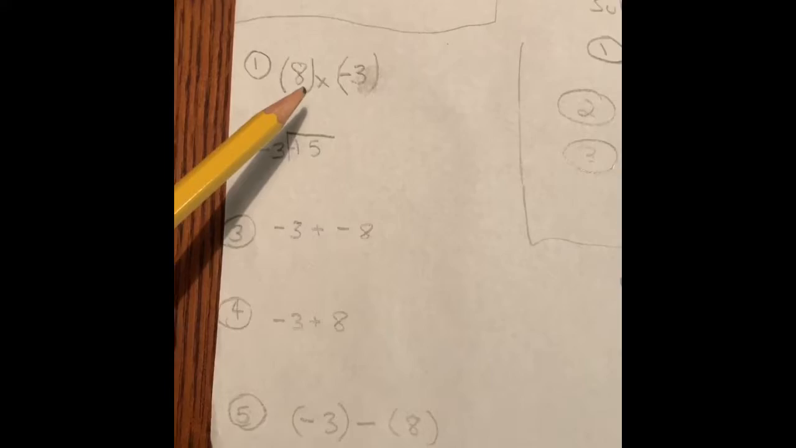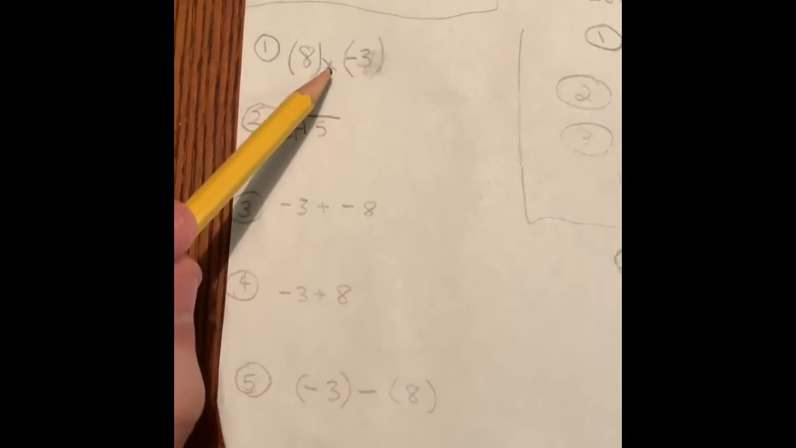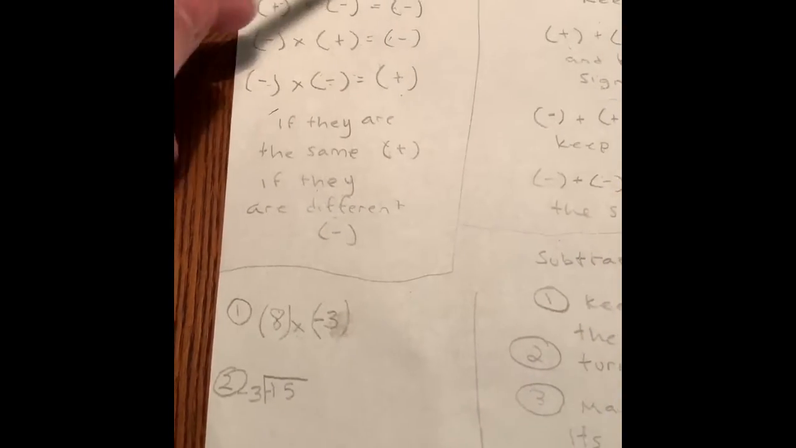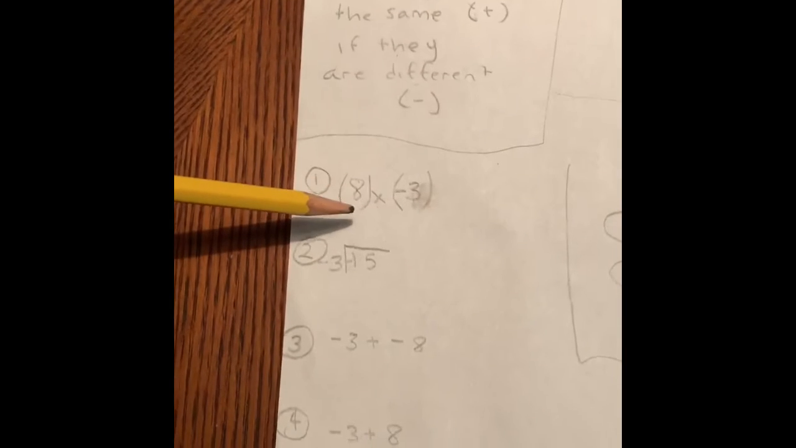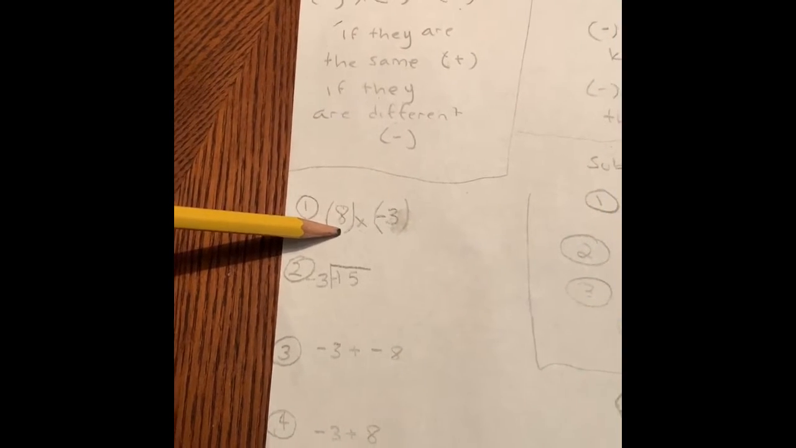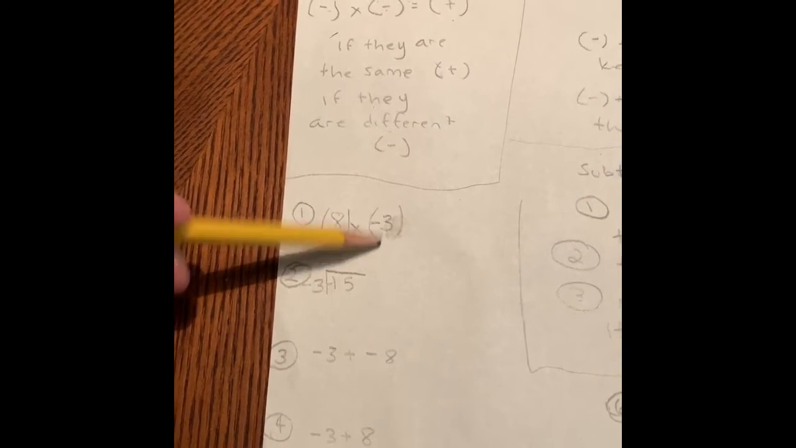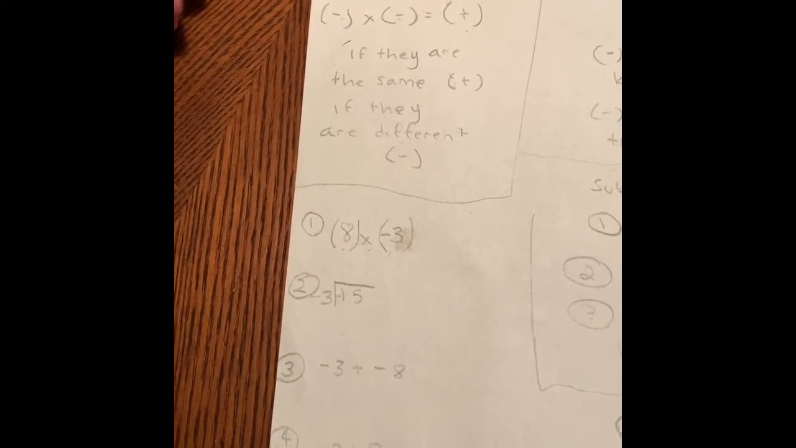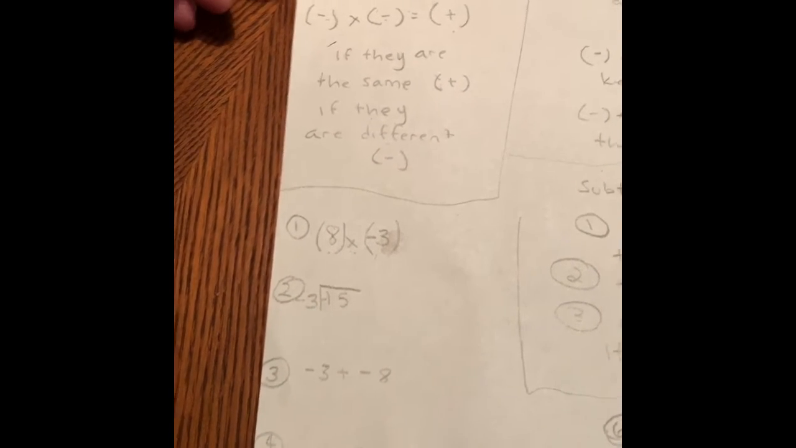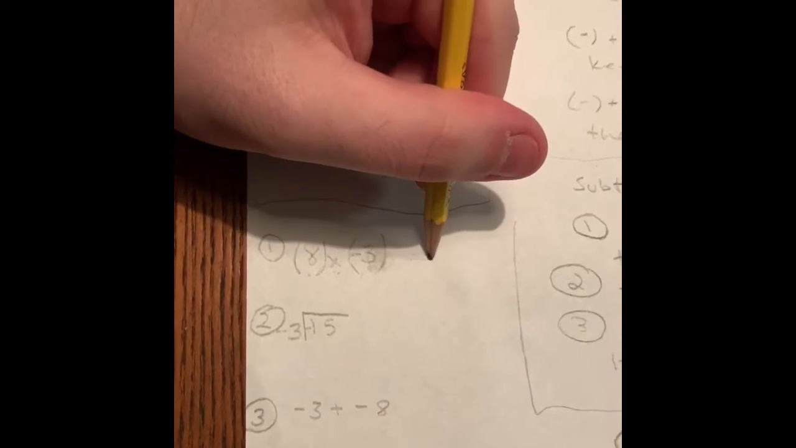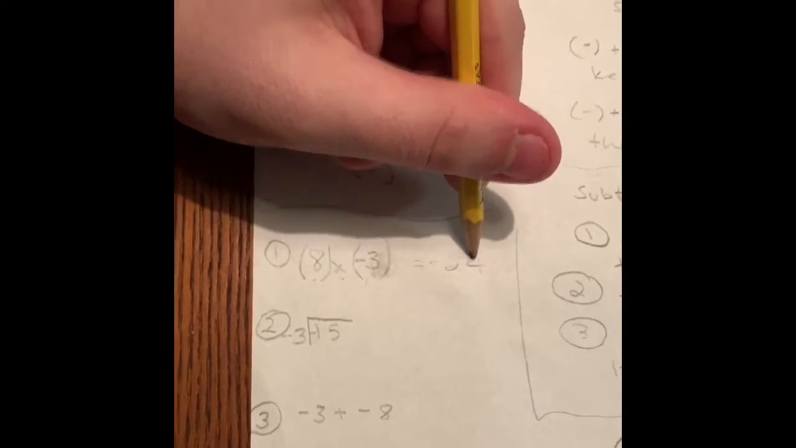All right, so number 1, we have a multiplication symbol. So I'm going to be looking at the multiplication and dividing rules. We have 8, which is a positive 8 times negative 3. So positive times a negative, my answer will be a negative. And then 8 times 3 will make 24.